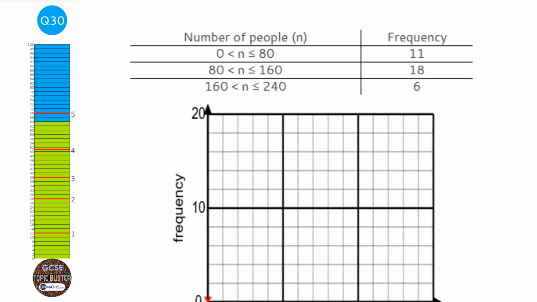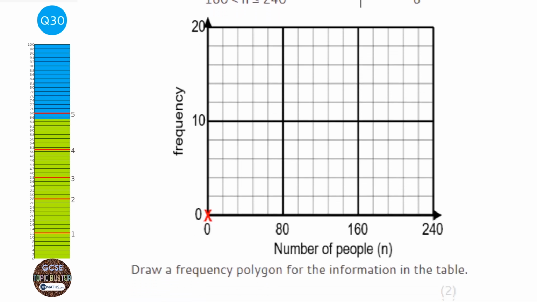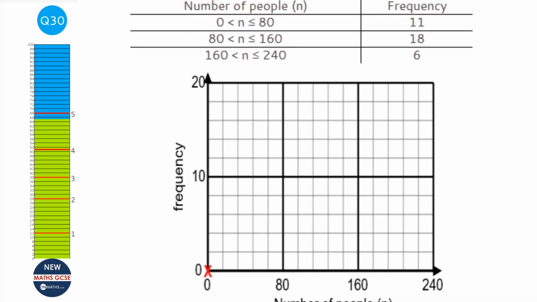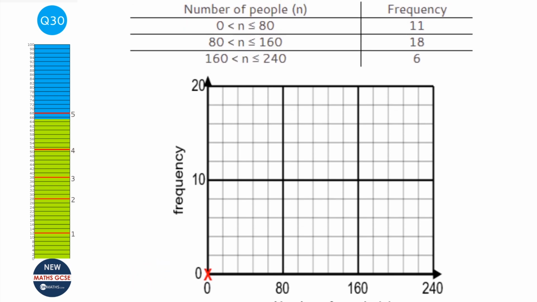Okay, so the main problem with this question is that people don't know what a frequency polygon is. If you know what a frequency polygon is, I think most people will get this right. A frequency polygon is basically a line graph, but you plot these at the midpoints. So the first one's going to be plotted at 40.